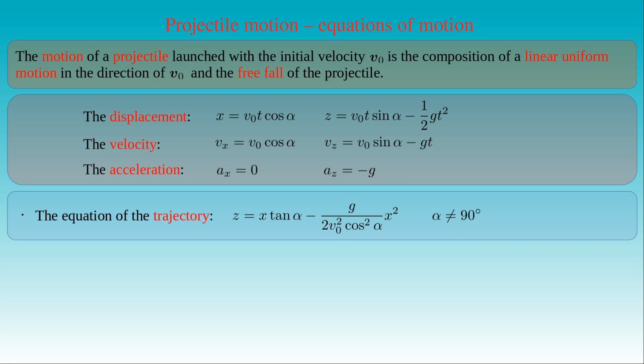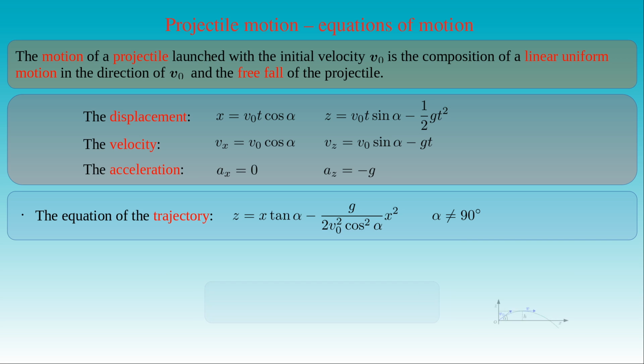The trajectory equation holds, provided the angle alpha of the launch is not equal to the right angle, that is, the projectile is not launched vertically. As we have already stated, this is an equation of a parabolic trajectory with a vertical axis. This axis determines the maximum height of the parabola.